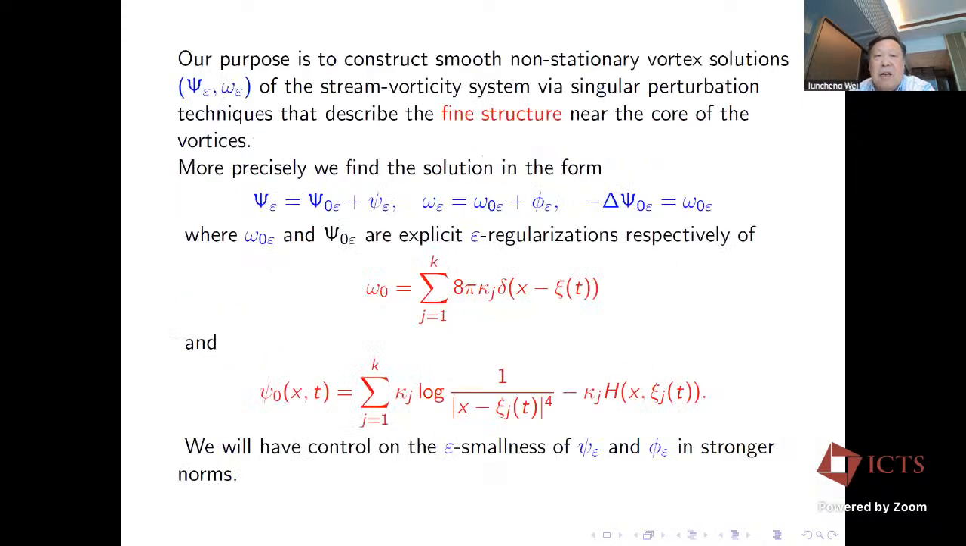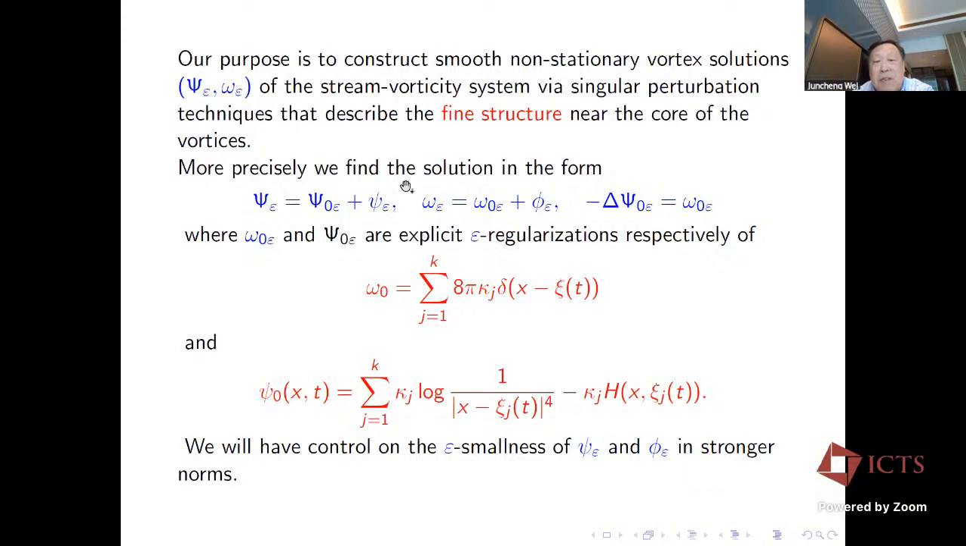And our purpose is to give a rigorous construction of this dynamic correspondence. Moreover, we want to find the fine structure. In our solution, the vorticity will no longer have compact support. And we also want to find the fine structure, even the next order in this construction.